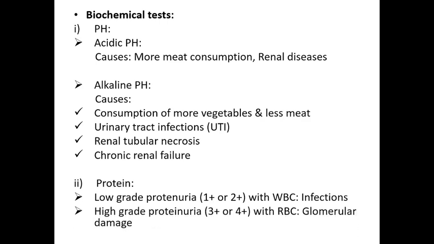If it is high grade proteinuria, that is proteinuria 3 plus or 4 plus with red blood cells, that is suggestive of glomerular damage. So that is proteinuria. And what is the protein that is mostly excreted in urine? In plasma, we have a lot of plasma proteins. So the most abundant one is albumin, and therefore in urine, obviously, the mostly found protein will be albumin.